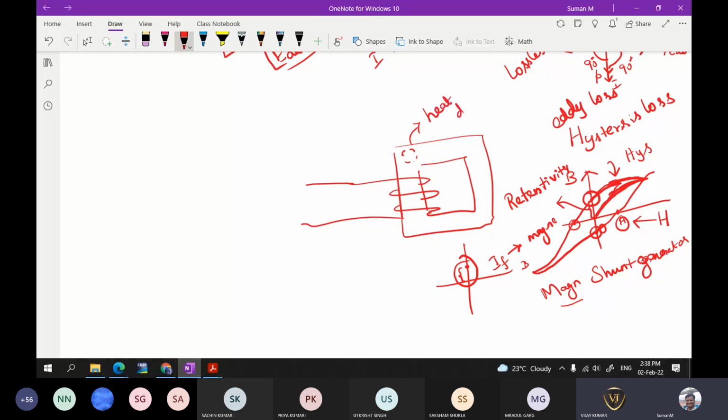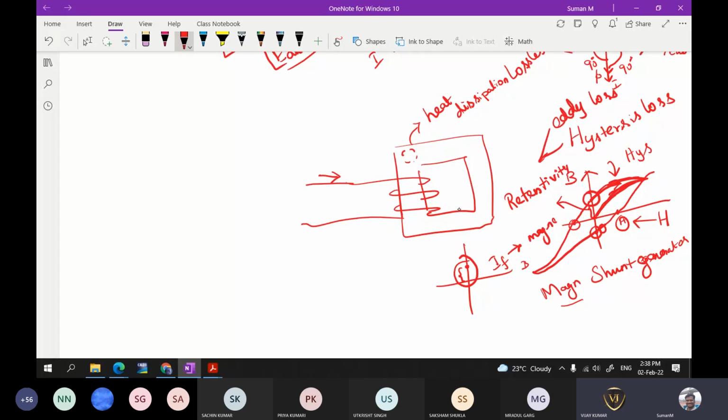That heat dissipation is also a loss. So there are two losses in the system: one is copper loss and the other is core loss. Copper loss is given by the current flowing in the winding, whereas the core loss depends on two things: one is hysteresis loss and the second one is the eddy current loss.